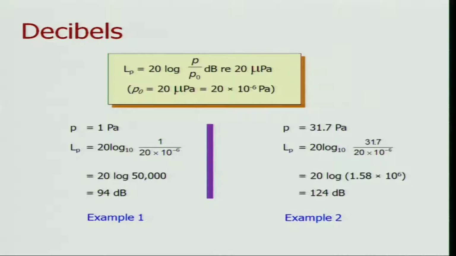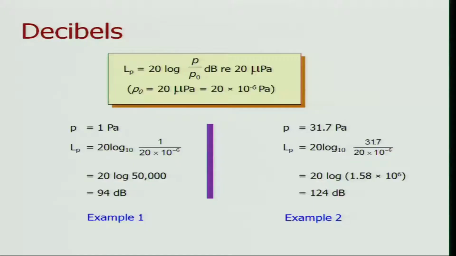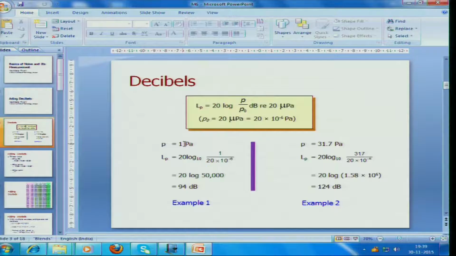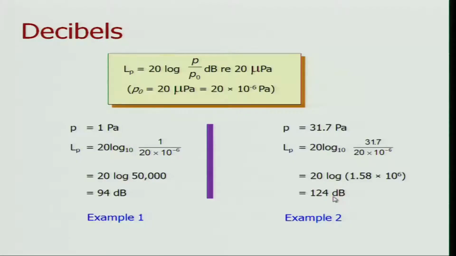Now, it's important to understand at this stage that in this case, the pressure was 1 pascal, and we got 94 decibels of sound. In the other case, pressure was 31.7 pascals. So pressure went up by a factor of 31.7. But on the decibel level, the pressure went up only by 30 decibels.